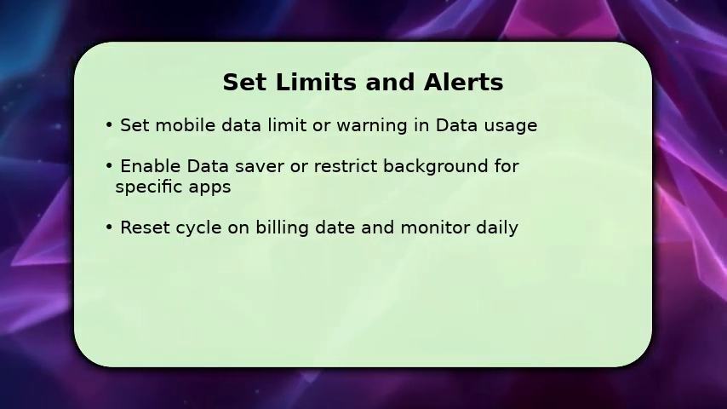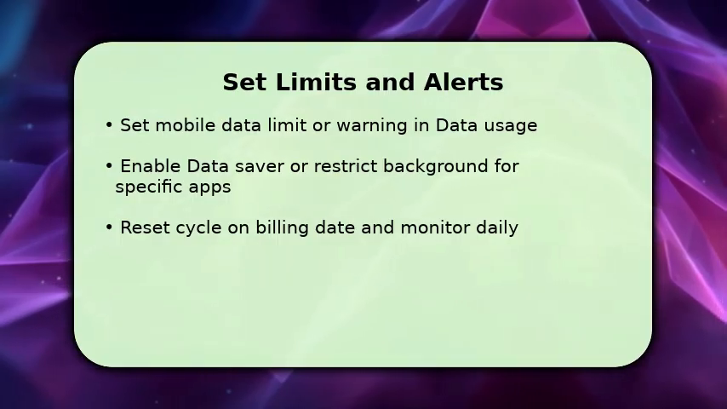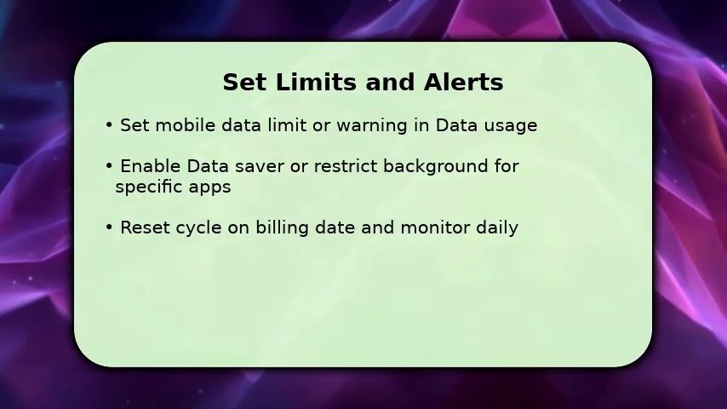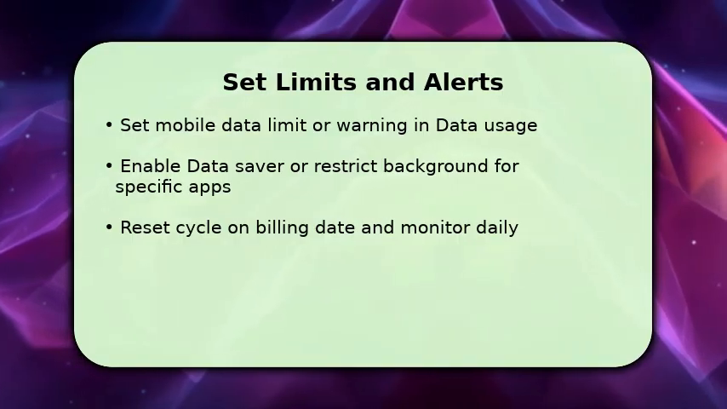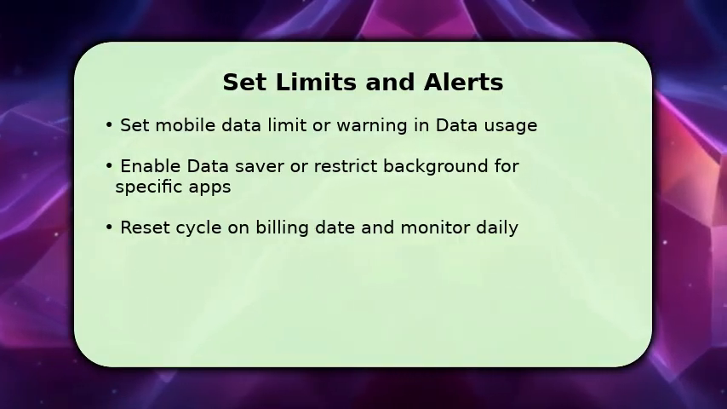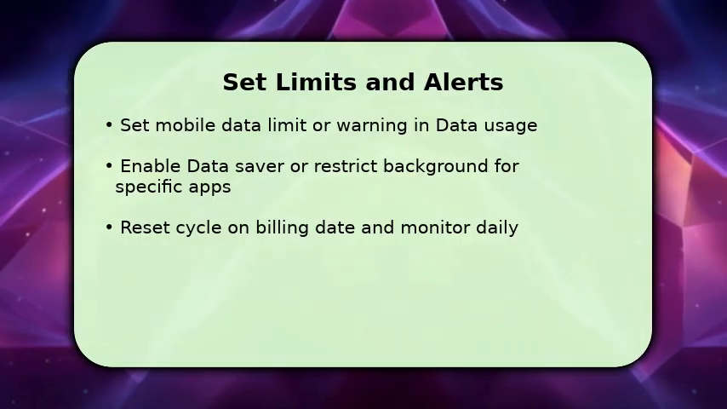Reset the usage cycle on your billing date so readings stay meaningful. If numbers look off, toggle mobile data off and on, reboot the phone, and confirm carrier usage via your account as a troubleshooting tip if totals still seem incorrect.